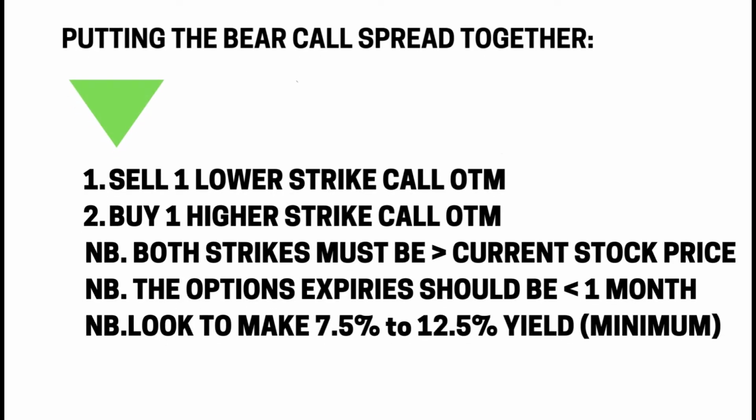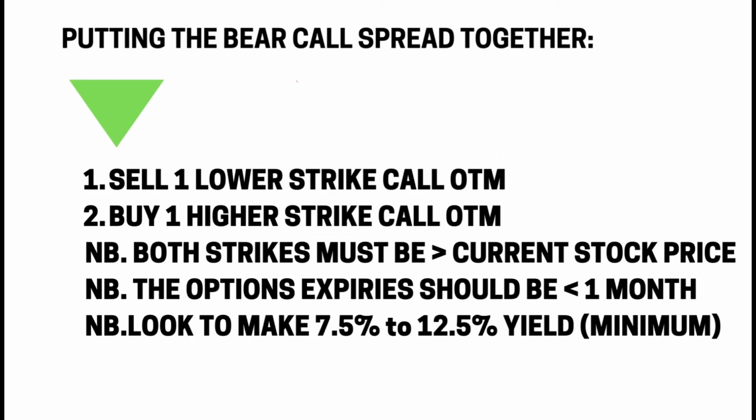Well, firstly, you're going to be selling a call out of the money and then buying a higher strike call out of the money. And some important things to note: both strikes must be greater than the current stock price, and the options expiry should be less than a month. But also look to make a minimum 7.5% to 12.5% yield on this sort of trade to make it worthwhile doing.